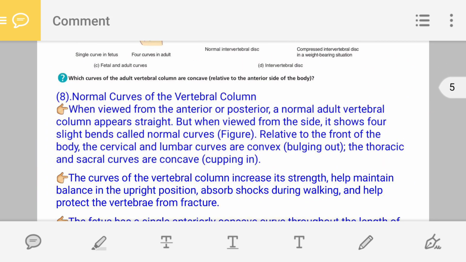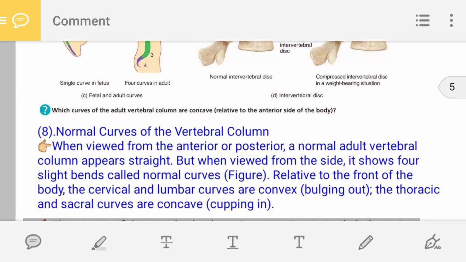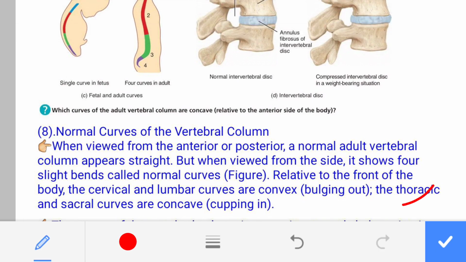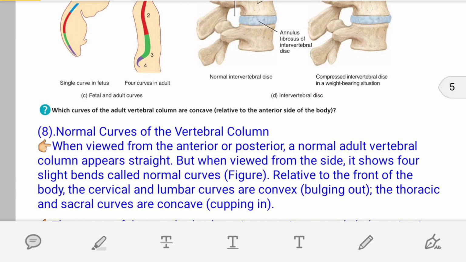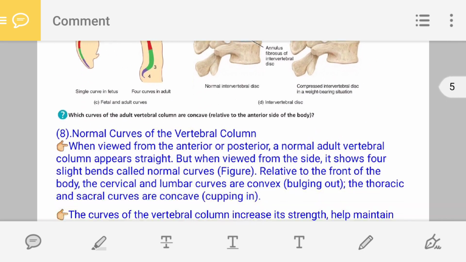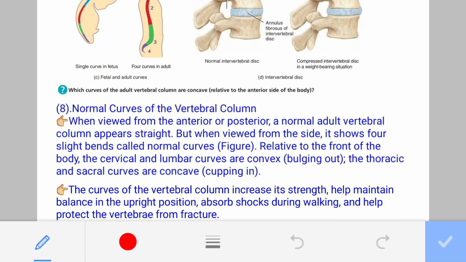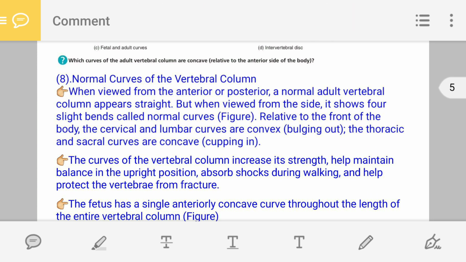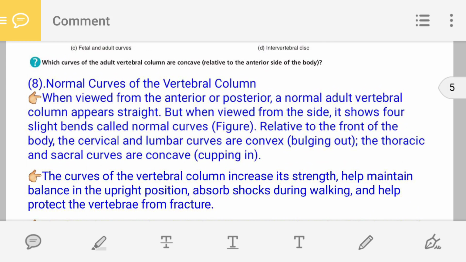But the thoracic and the sacral curves, for example, the red one and the blue one, so this one and the last one, the thoracic and sacral curves are concave curves. They are cupping in. So you need to remember which one is the convex curve and which one is the concave curve.